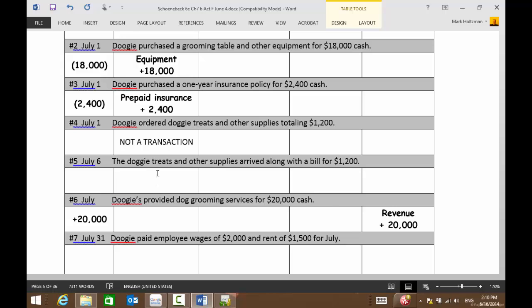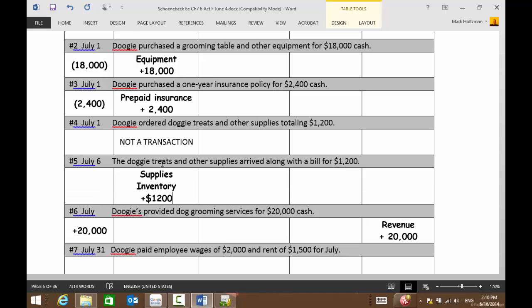Nothing happens to cash because we didn't pay for this. So what other accounts would be affected here? I'll give you a hint. Payable. We went over this account about an hour ago. Inventory. I'm going to call it supplies inventory. It's not really merchandise inventory because we don't sell dog treats. We sell dog grooming. But we'll call it supplies inventory, and that increased by $1,200.